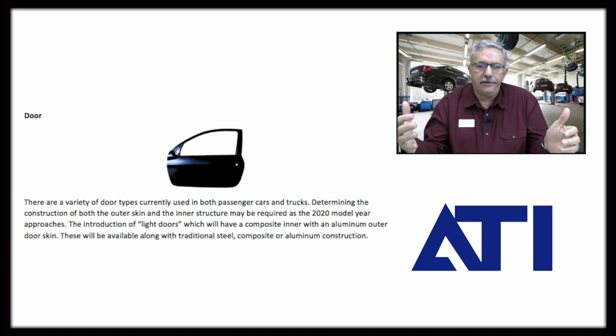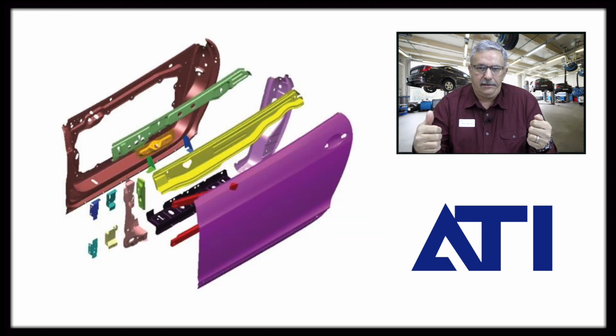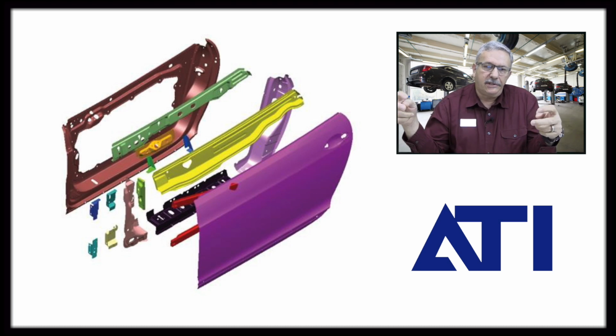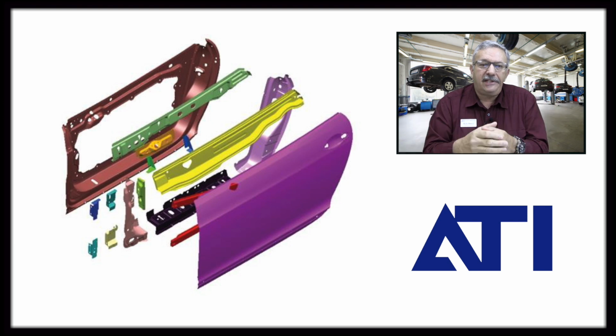is an interior of the door, so the structure of the door itself, that will be composite. Then you'll have an intrusion beam that bolts into that composite part. So you'll have bolts at the top and bottom. The beam typically goes diagonally across the door, but the outer skin will be aluminum. So you'll have an adhesive bonding process that adhesively bonds the aluminum skin to the composite door structure, and they're extremely light.